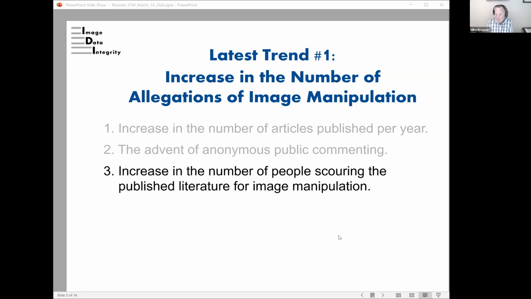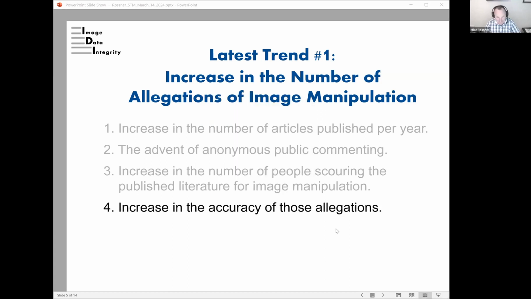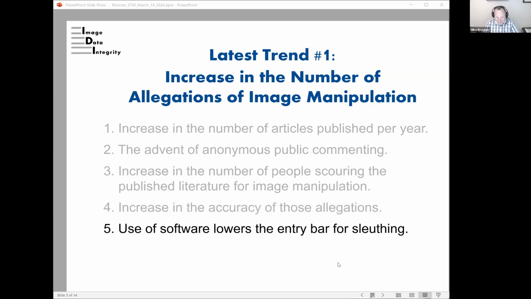Third is the increase in the number of people scouring the published literature for image manipulation. These are so-called image sleuths. The most prominent and prolific of these is Elisabeth Bik. Fourth is the increase in the accuracy of those allegations. Gone are the bizarre allegations that we used to get in the early days of PubPeer. Most of the allegations I see now have merit, the vast majority. And then finally, the use of software lowers the entry bar for sleuthing.